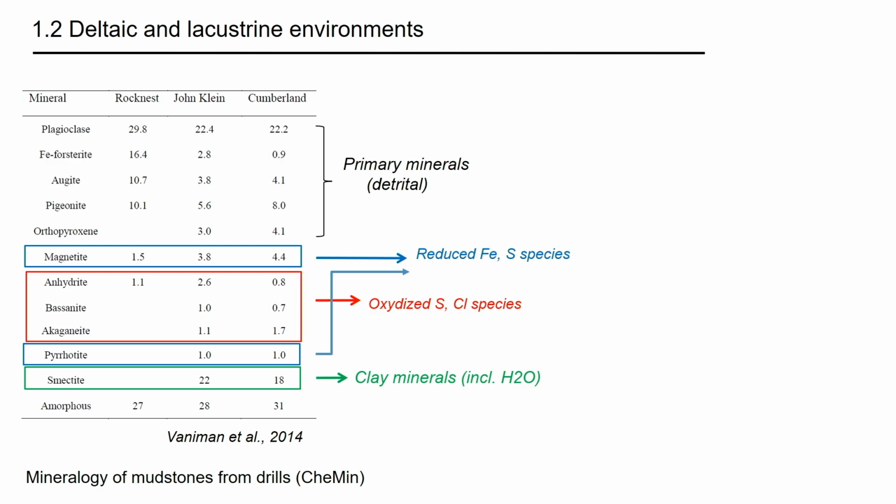And apart from these primary minerals, you have other minerals here. I will start with this one, smectite, because this one is very important, clay minerals. We have 20% of clay minerals in these rocks. So they include water, and they're also very important to preserve organics.